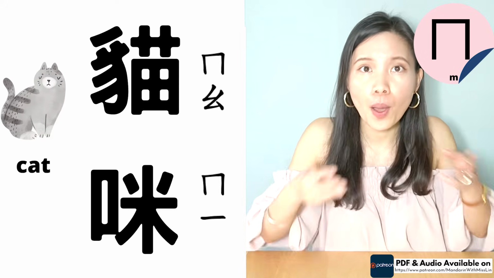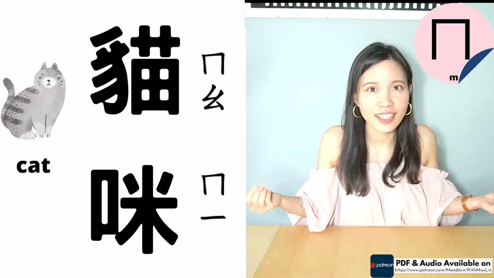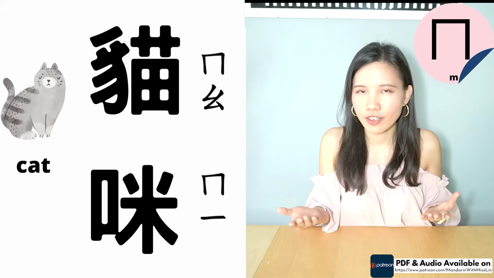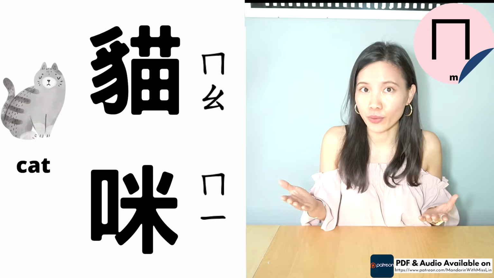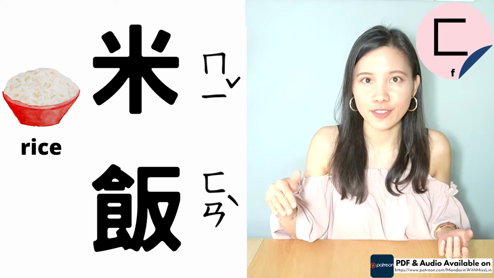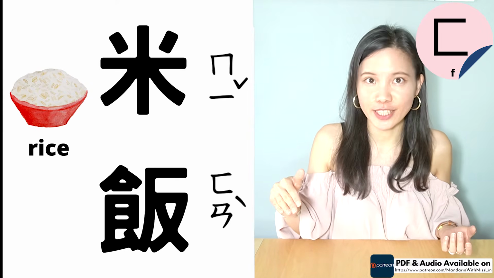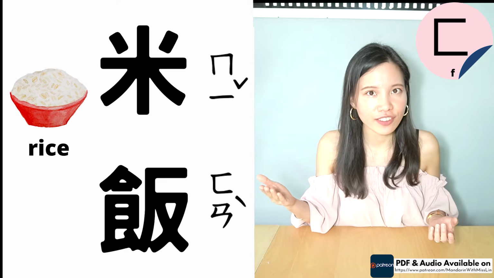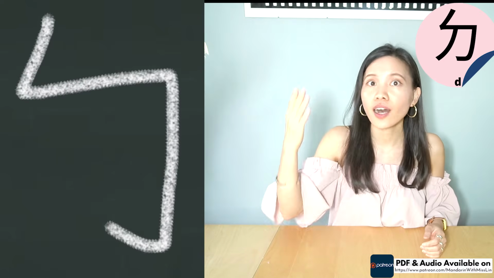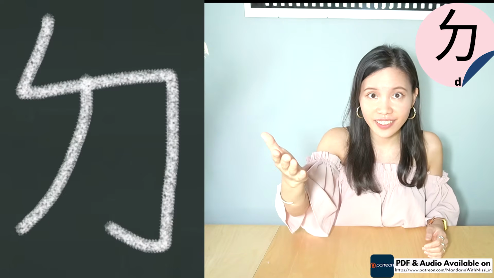猫咪，猫咪。猫咪 is a cute way to say cat. In daily life conversation, you can just say 猫, it's fine. F, f, f, f. 米饭，米饭。In daily life conversation, just say 饭 is alright. 饭。D, d, d, d.